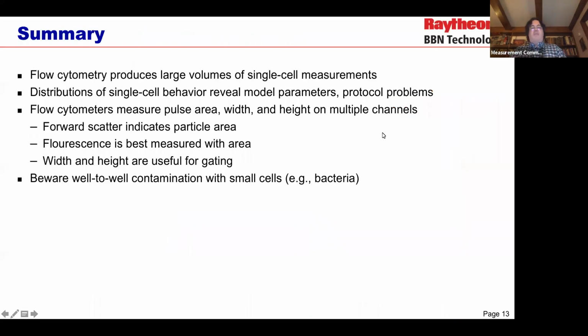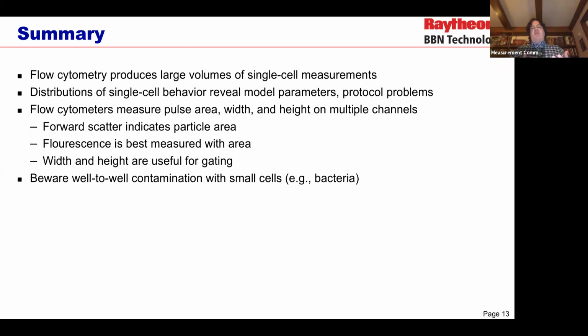So in summary, for this first chunk, flow cytometry gives us lots of single cell measurements. It's great for that because those distributions of single cell behavior reveal all sorts of things about parameters of models that we might want to make, about how our system works that allow us to get deep understanding and really get in and debug and control our systems. They also reveal all sorts of protocol problems.